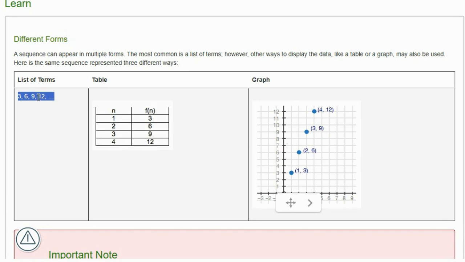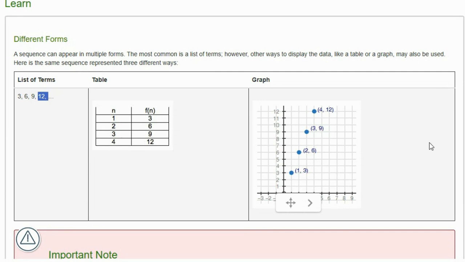Now, we know that when we look at this list, we know the first term is 3, and the second term is 6, and the third term is 9. We just don't write it out where we say first term is 3, second term is 6. But we could do it with a table. And then we can take that table and put it on a graph. Look, the first term is 3, the second term is 6, the third term is 9, the fourth term is 12. So this is just 3 different ways of showing the exact same sequence.